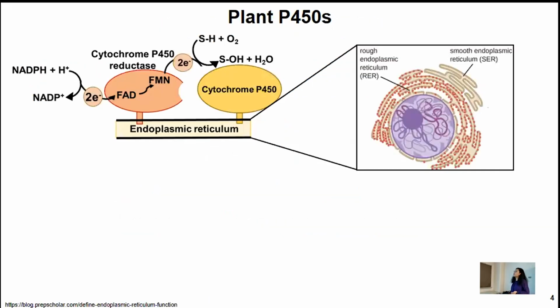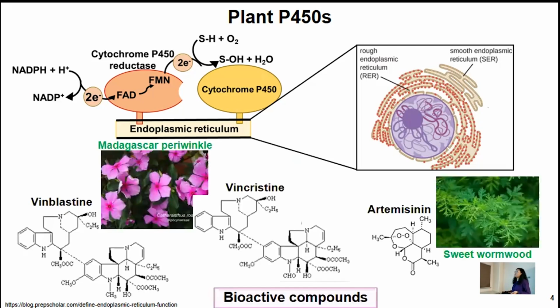In plants, the P450 and the P450 reductase are found in the endoplasmic reticulum. And in this figure, you can see how the electron is being transferred from the NADPH by the reductase to the P450 enzyme for the hydroxylation reaction. And in plants, these hydroxylation reactions are a part of different types of metabolic pathways for the production of bioactive compounds. For example, vinblastine, vincristine.